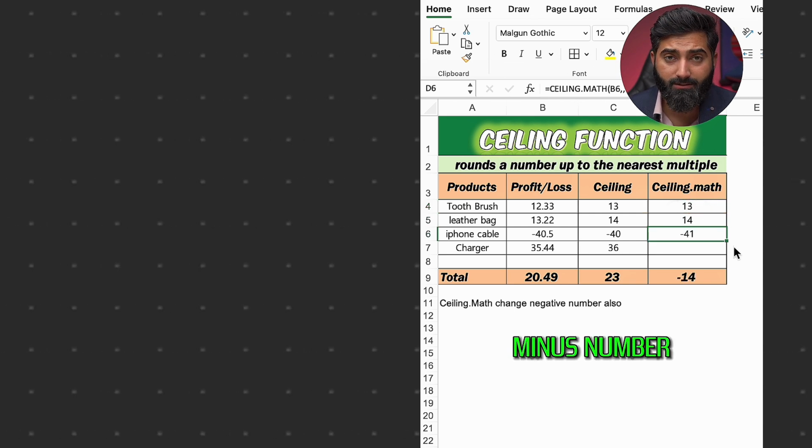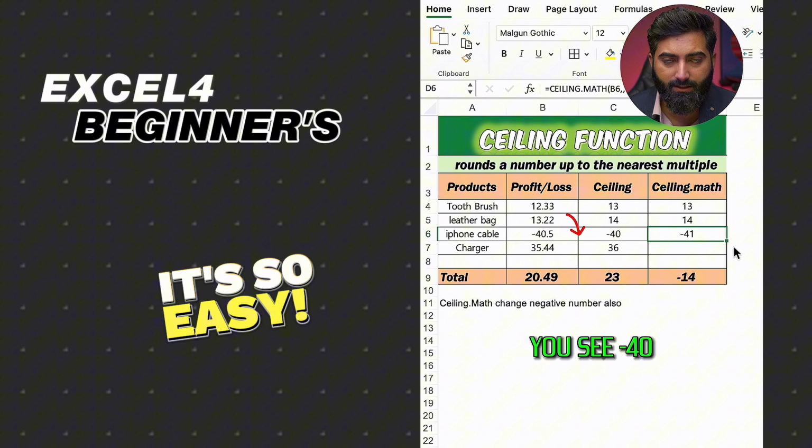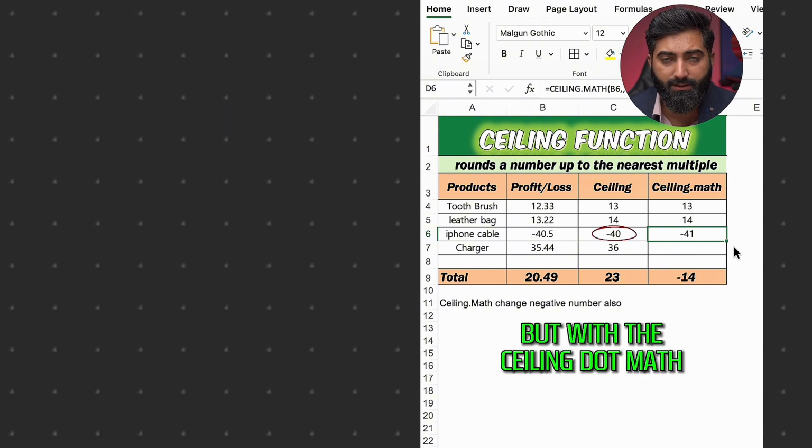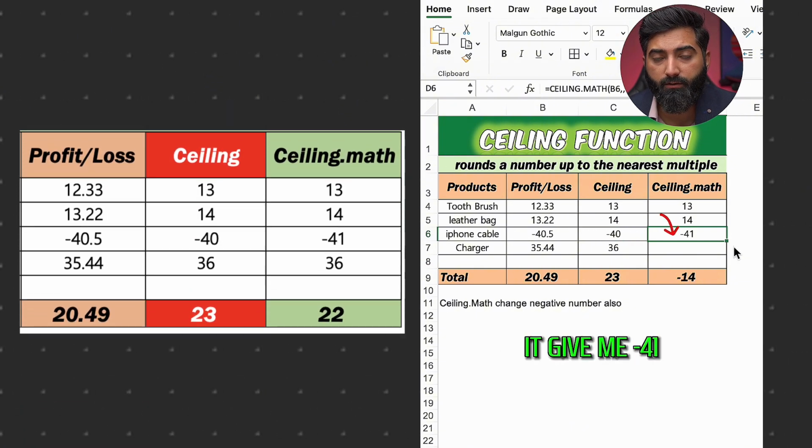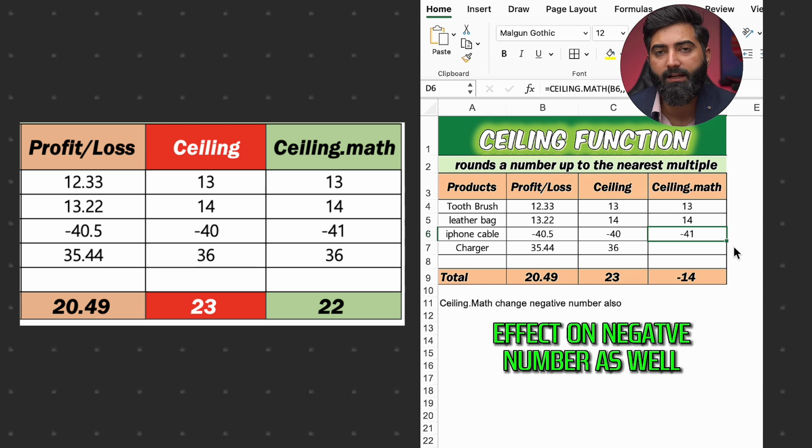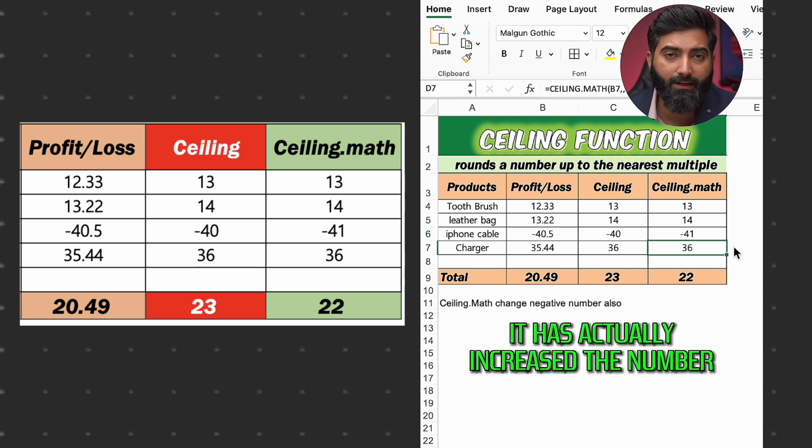If I come to the minus number, you see -40. With the CEILING function, it gives me -40, but with CEILING.MATH, it gave me -41. CEILING.MATH does have an effect on the negative number as well. It has actually increased the number.